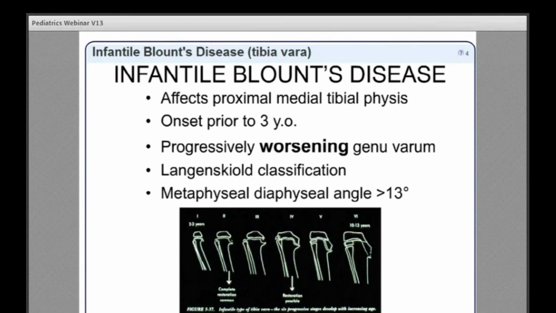The metaphyseal-diaphyseal angle as described by Drennan is useful and is really a measure of the obliquity of the proximal metaphysis relative to the proximal tibial shaft. An angle greater than 13 is representative of a situation where the child needs continuing follow-up. Greater than 16 has been described as children who are all destined for progression. Those less than 11 almost all resolve.